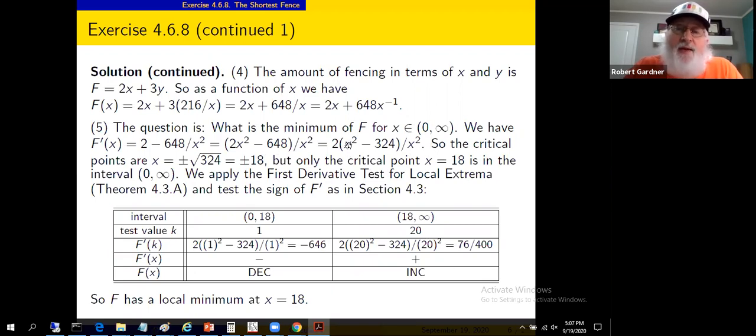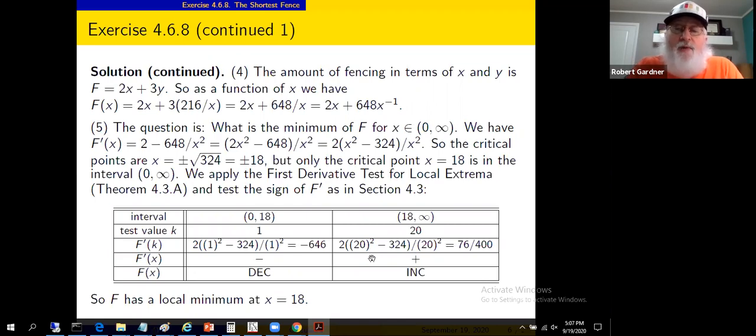Okay, so I've got an x squared here and here. So I'll plug the 1 in. We get a 1 squared here and here. It's in parentheses because it's been substituted. I've got a 2 out front, the minus 324. I do the arithmetic. This is negative 646. Anyhow, all that matters is it's negative. So the function is, by the first derivative test, decreasing throughout this interval 0 to 18.